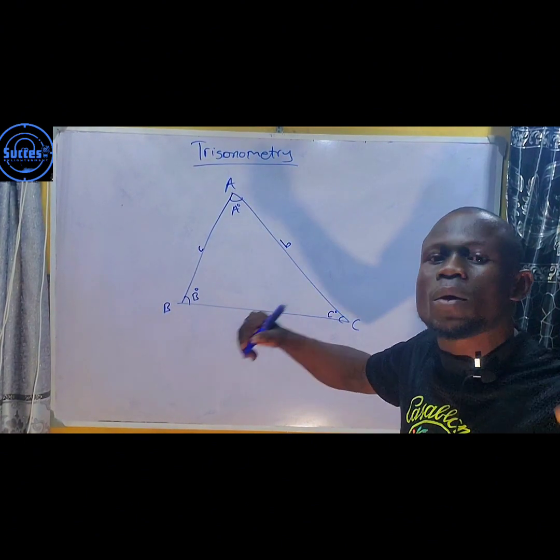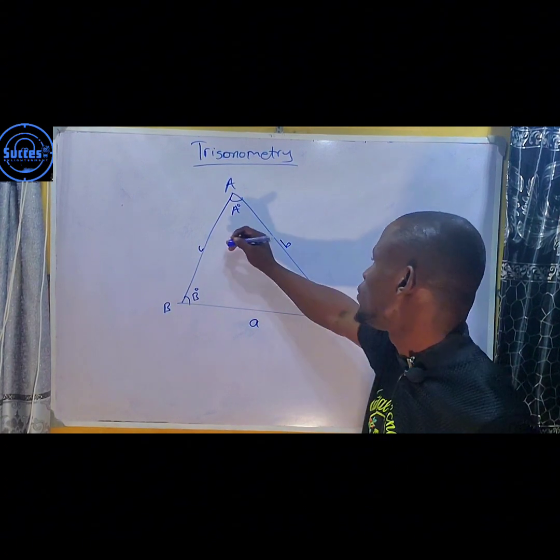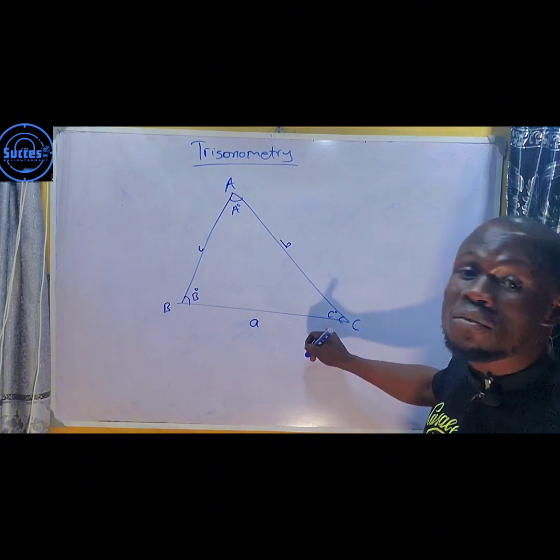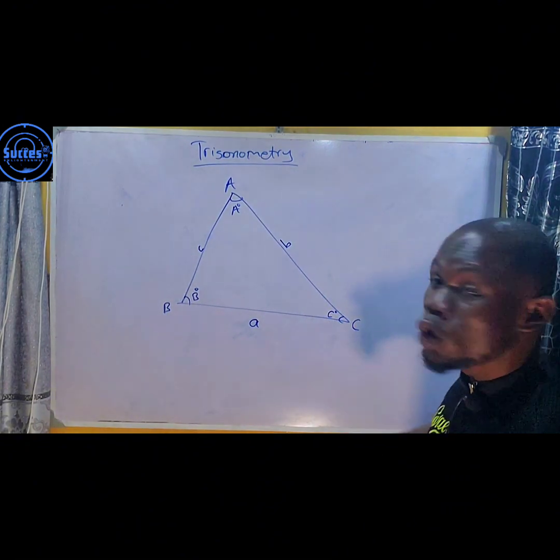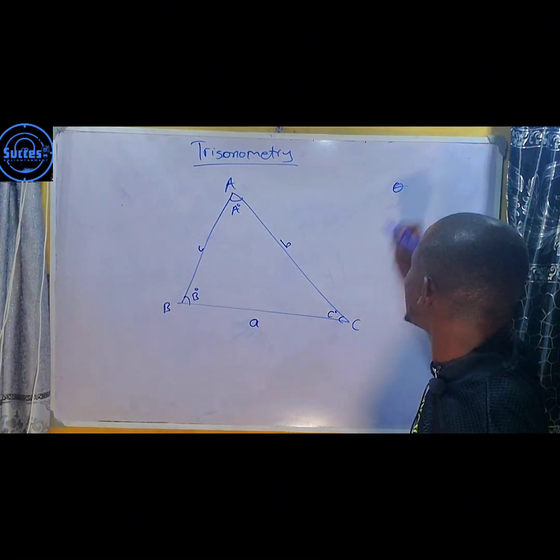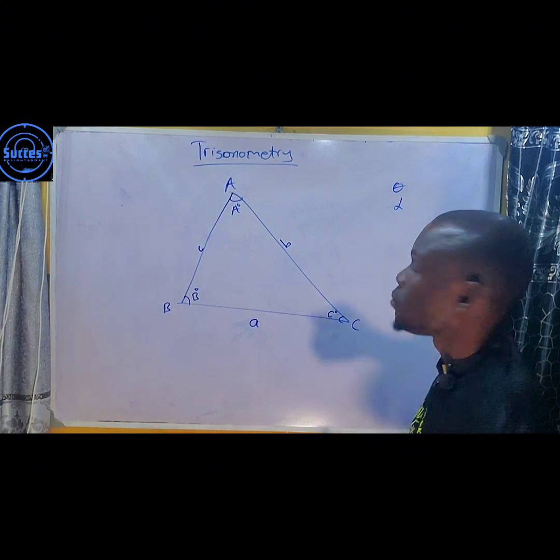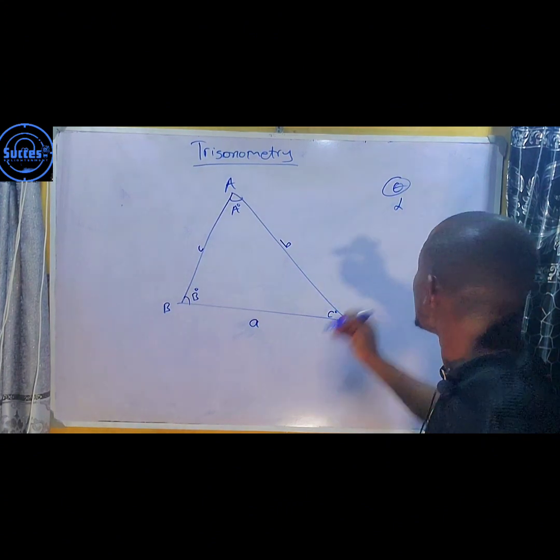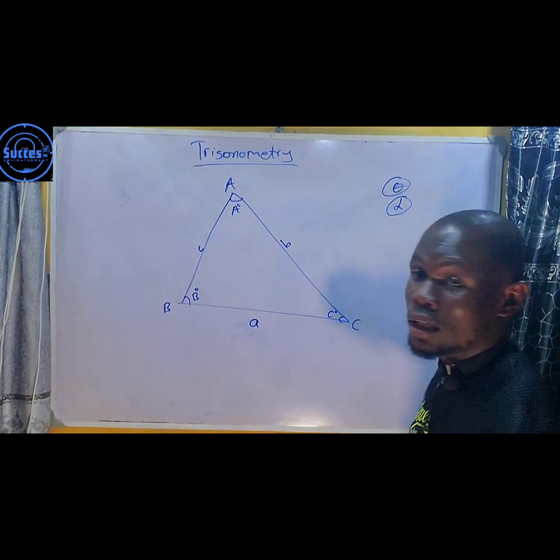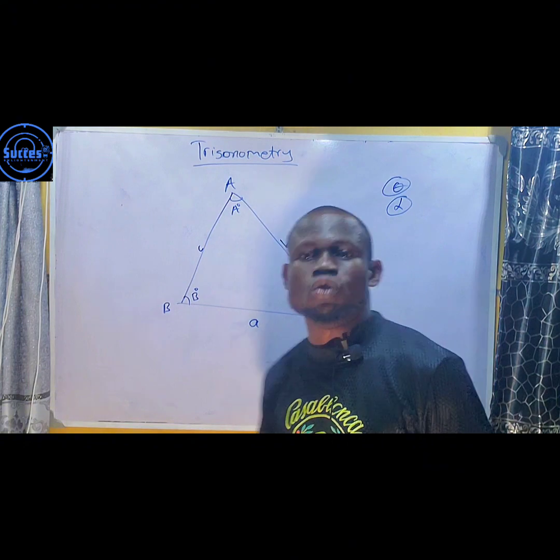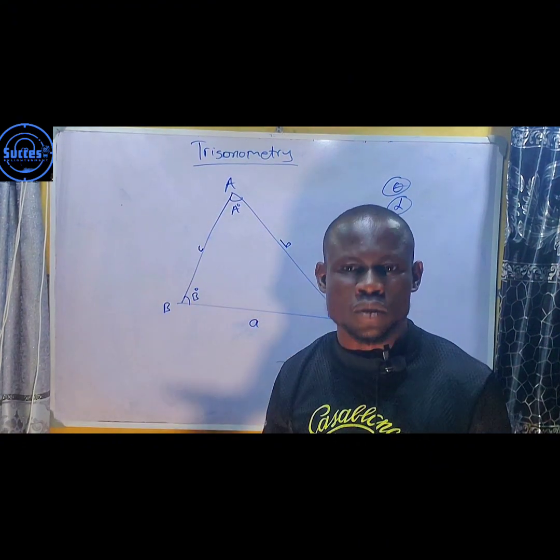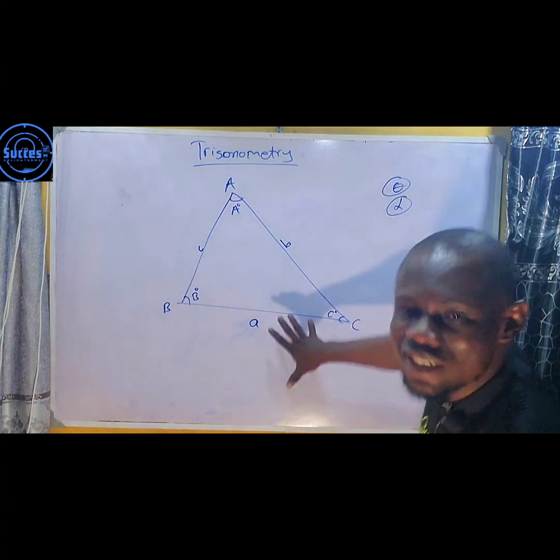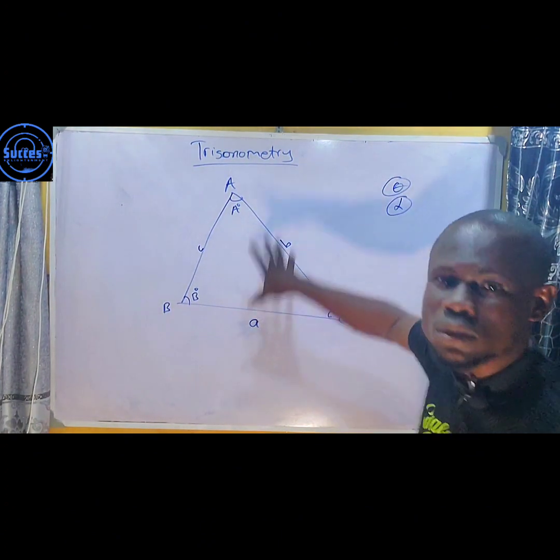Now, when you are given this angle and this angle, and you are asked to find this angle, you can still label it like this, or you can denote the unknown angle as theta or alpha. In some cases we use theta. But irrespective of whether you use alpha or theta, all you are doing is denoting the unknown angle you are looking for. This is how a triangle is labeled.